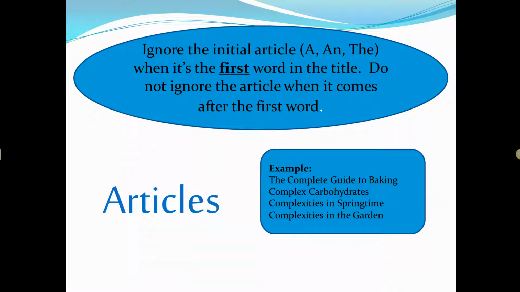For example, The Complete Guide to Baking would come before Complex Carbohydrates because we ignore the word the as the first word. But Complexities in Springtime would come before Complexities in the Garden because T comes after S, and when the article is in the middle of the title, we do not ignore it.